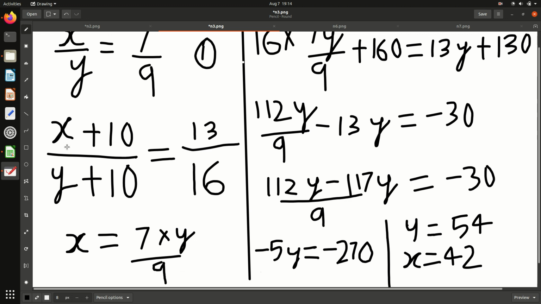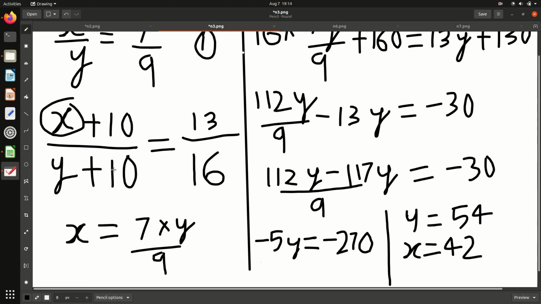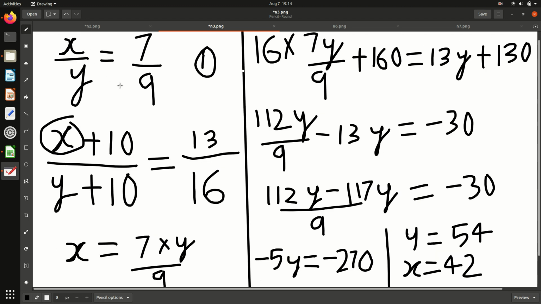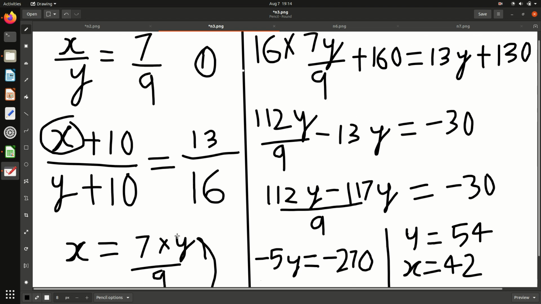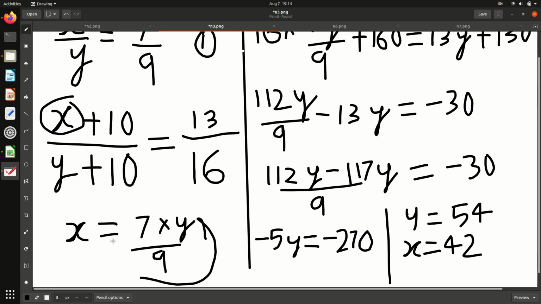So in place of this X, I will put Y. How? From equation 1, if you cross multiply, 9x equals 7y, so x will be 7y by 9. This I have got from equation number 1. You can easily get it by cross multiplying. So now we have the value of x in terms of y. Now this x, that is 7y by 9, we can put it here. So everything will become in y. Now since it will be in one variable, you can easily solve this. So 7y by 9 I will put here.